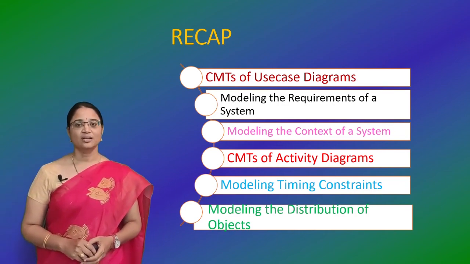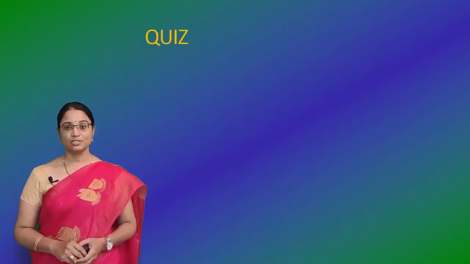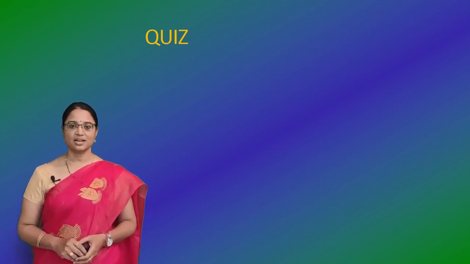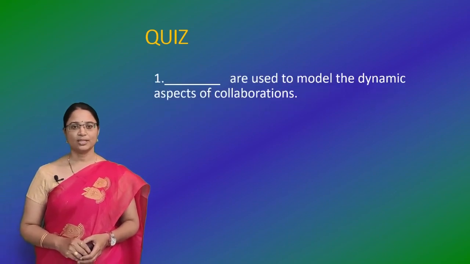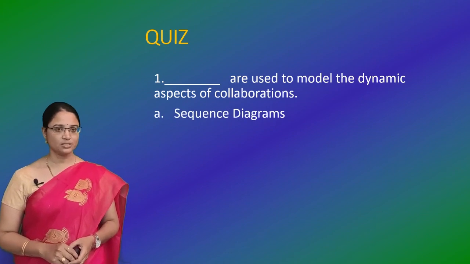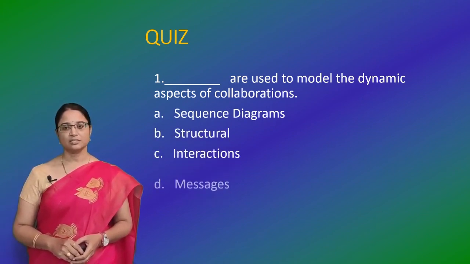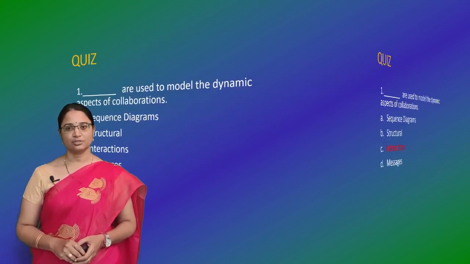Next, coming to the important and interesting topic, that is the quiz. And by seeing these quiz questions, you will understand how clear you are about the topics. So let me start the quiz. First question. Dash are used to model the dynamic aspects of collaboration. Coming to the options: sequence diagram, structural, interactions, messages. So the answer is interactions.